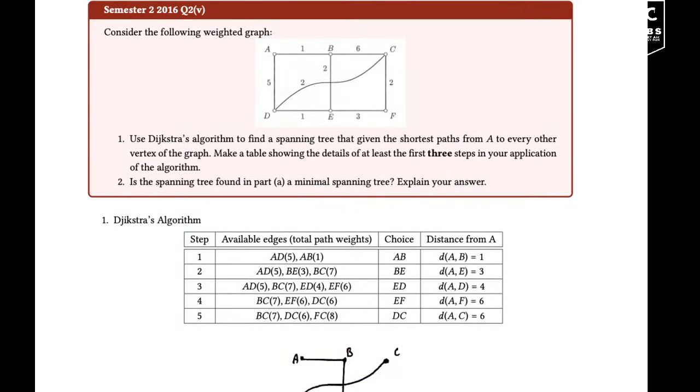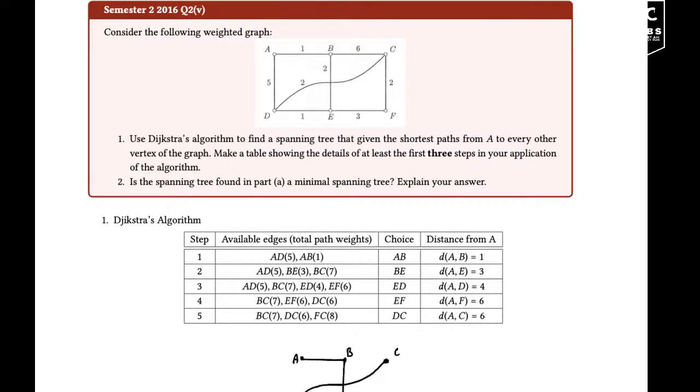Alright, but I wanted to focus on the second question, which is asking, is the spanning tree found in part A a minimal spanning tree? Explain your answer. A lot of students get confused by this question, and you do need to note that a minimal spanning tree is only found by using Kruskal's algorithm, the first algorithm that we covered earlier.